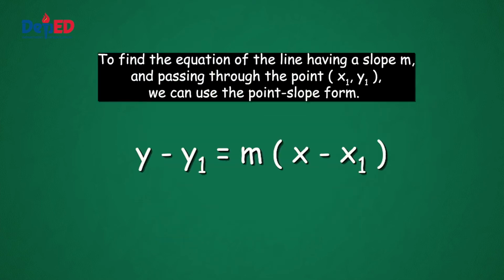Number 2, to find the equation of the line having a slope m and passing through the point (x sub 1, y sub 1), we can use the point-slope form y minus y sub 1 equals m times the quantity of x minus x sub 1 to write the equation.